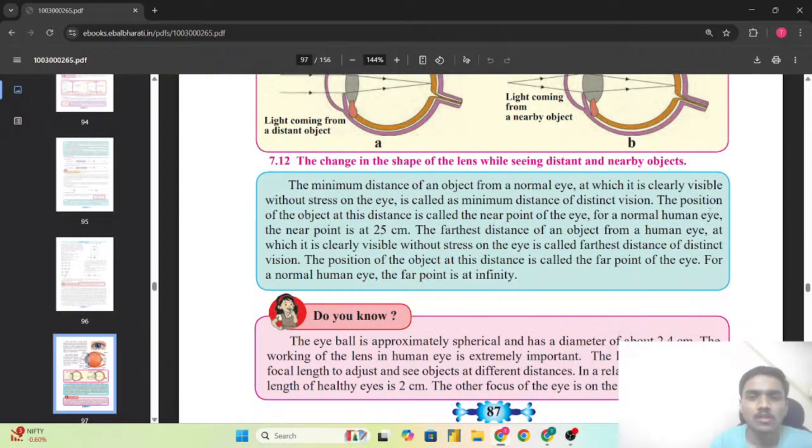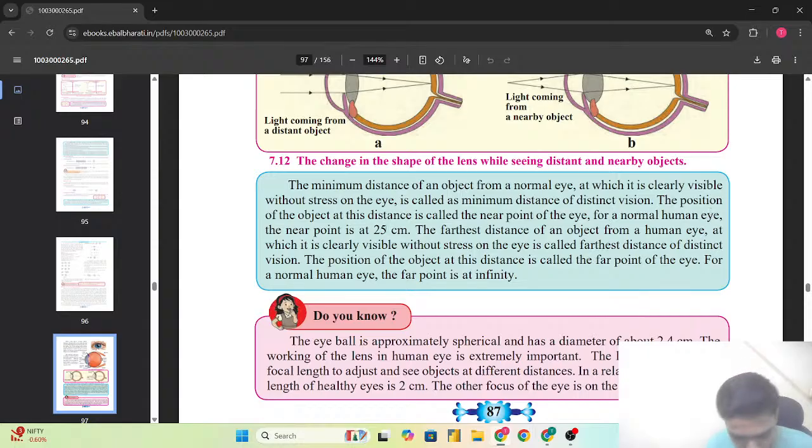So again, here we are given that the minimum distance of an object from a normal eye at which it is clearly visible without stress on the eye is called the minimum distance of the distinct vision. मतलब एक ऐसा डिस्टेंस जो नॉर्मल आई को कि जो ऑब्जेक्ट है वो क्लियरली विजिबल हो सकता है विदाउट द गिविंग द स्ट्रेस ऑन द आई, दैट इज कॉल्ड एज द मिनिमम डिस्टेंस ऑफ द डिस्टिंक्ट विजन. The position of the object at this distance is called the near point of the eye. For a normal human eye, the near point is 25 centimeter.